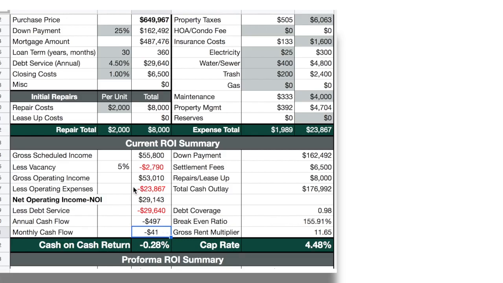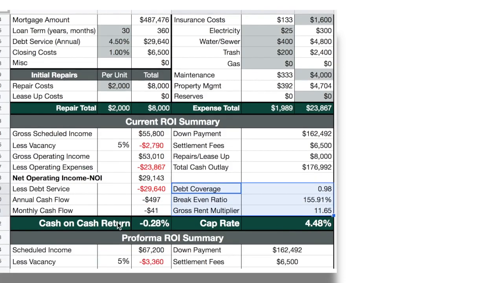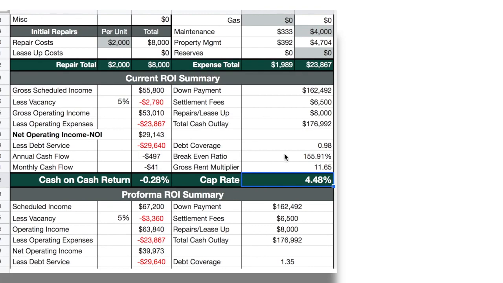Okay. Over here, you've got your down payment, settlement, and then your repairs. So this is going to be the total cash out of pocket, all of that. And then your cash on cash is, of course, your annual cash flow divided by your total cash outlay here. Okay, and then all these other figures that some people like. I mean, all I ever really look at are cash flow, cash on cash return, and cap rate. Some people like these other ones, so we put them there.